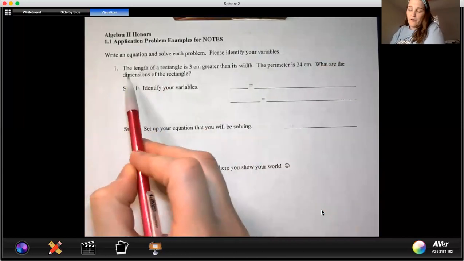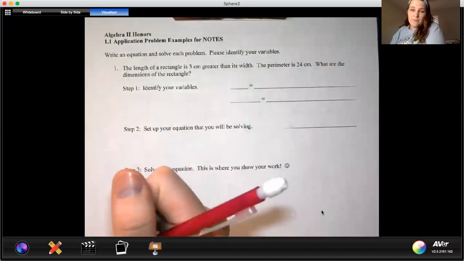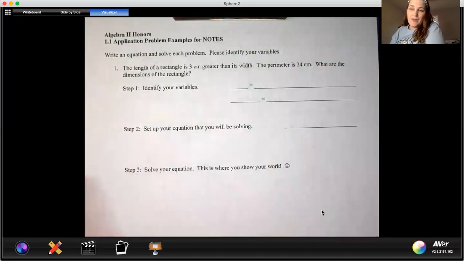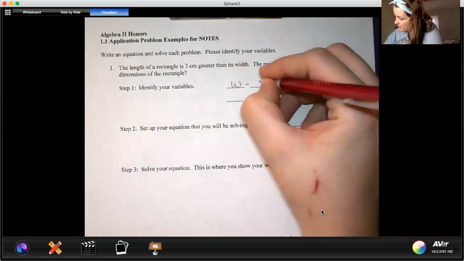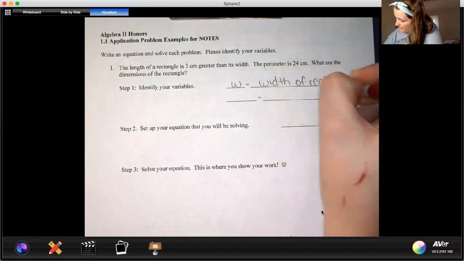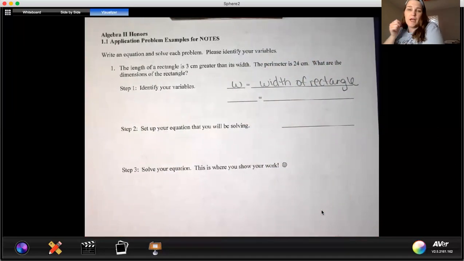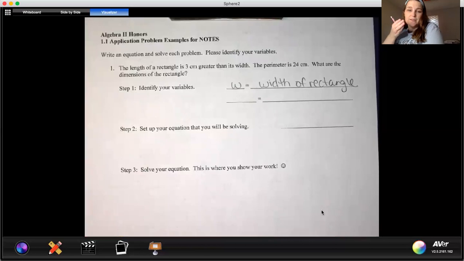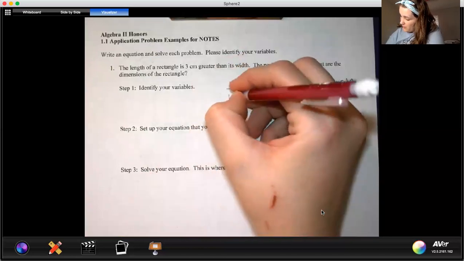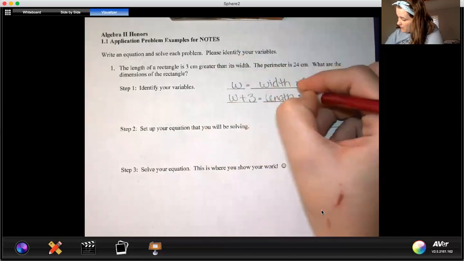So what are we going to go off of? We have the length of a rectangle is 3 centimeters greater than its width, okay? So that means the width is going to be the base of our dimensions. So W I'm going to have is the width of rectangle. Okay, so if W is the width of a rectangle, then how would we identify the length? Well, the length is 3 centimeters greater than the width, so therefore the width plus 3 is going to be the length of rectangle.